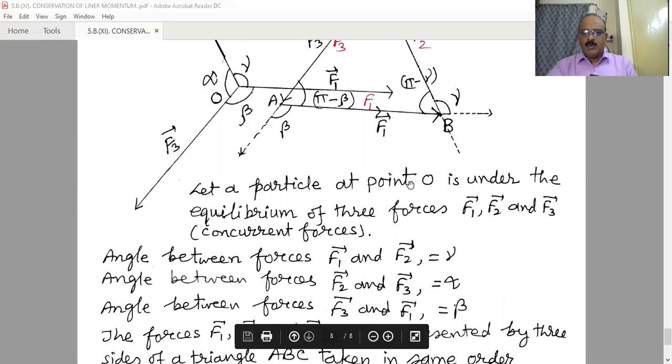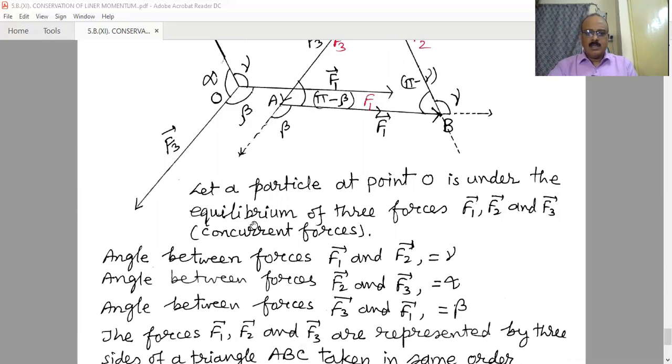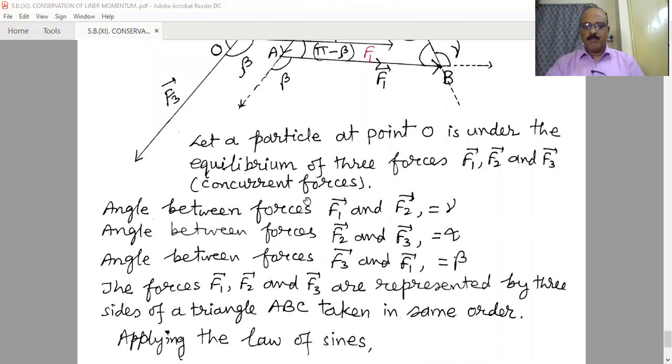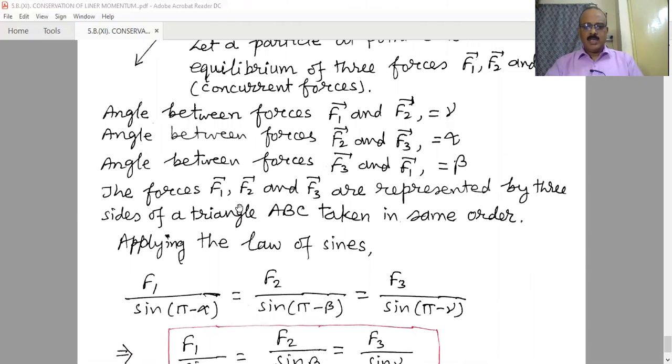Let a particular point O be under the equilibrium of three forces, F1 vector, F2 vector, and F3 vector. All these are concurrent forces because they are acting at the same point and at the same time. We consider the angle between the forces F1 and F2 as gamma, the angle between F2 and F3 as alpha, and the angle between F3 and F1 as beta, as shown in this figure. Now, forces F1, F2, F3 are represented by the three sides of triangle ABC in the same order.